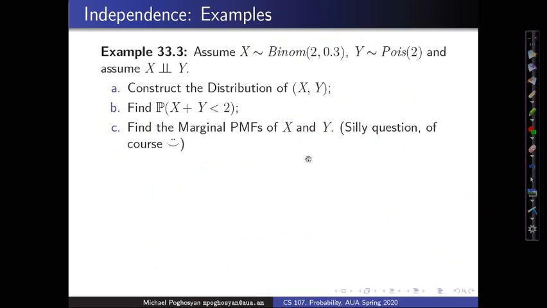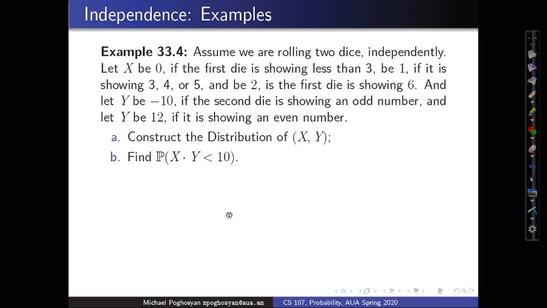Well, this was a stupid question, of course, because we have started from marginals, from individual distributions, to construct that joint PMF. Okay, the next one is the following. Assume we are rolling 2 dice independently. X is 0 if the first die is showing less than 3, 1 if it is showing 3, 4, 5.